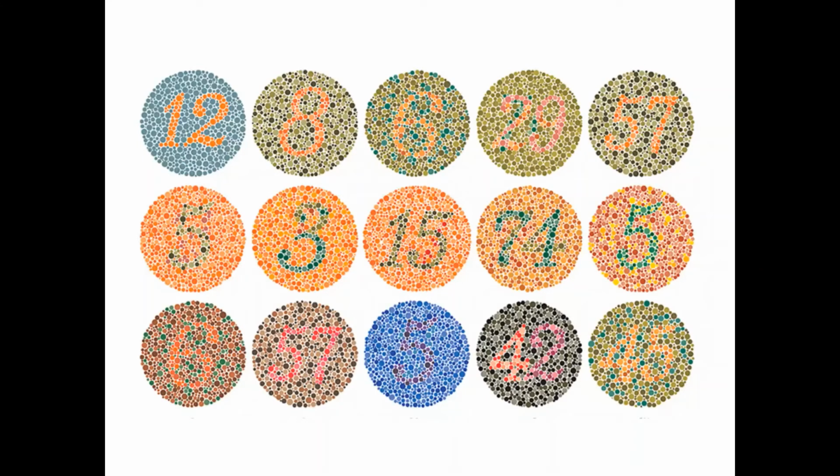Some of these tests are also available with a line that you can get someone to trace from one side to the other. So they don't need to be able to tell you what a number is if they're not very literate. You can still get them to trace a line, and you can work out from the answers they give whether they're colourblind or not. So a good way of testing someone's colour vision.